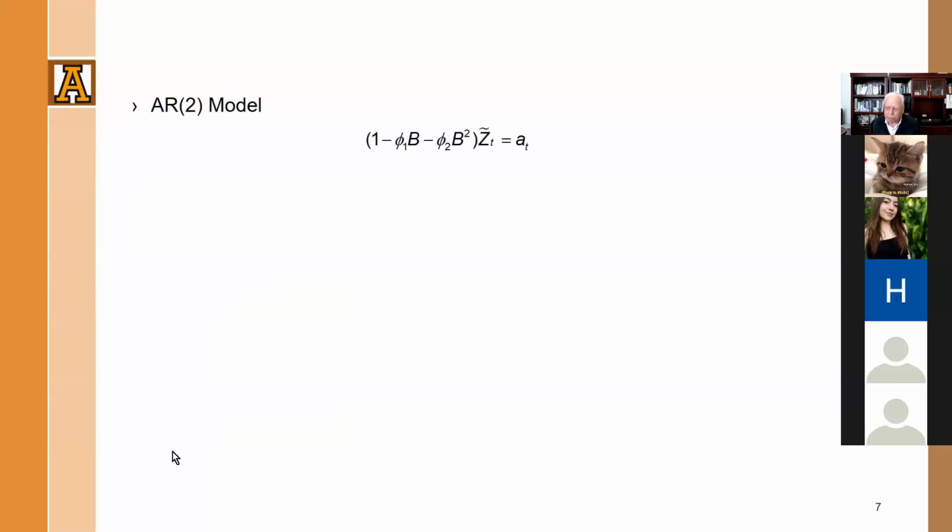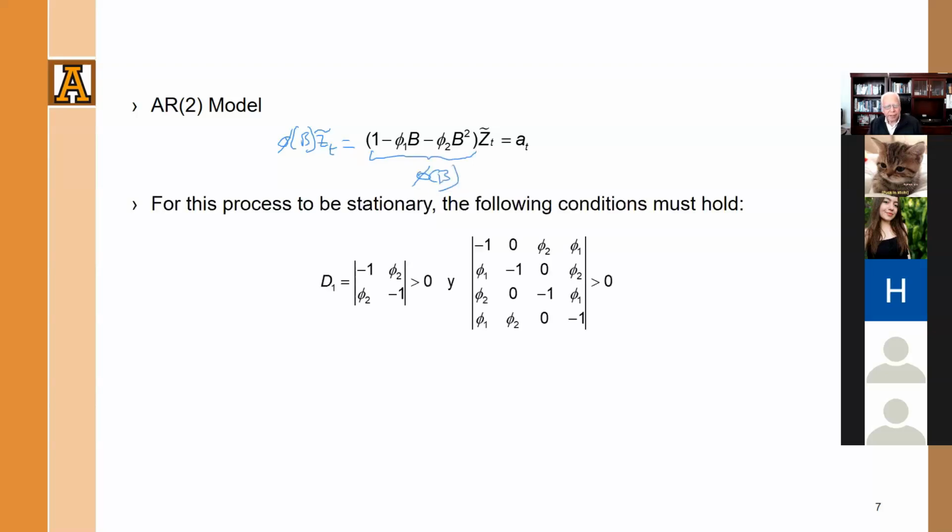Now let's look at the AR2 model, and then we'll look at the generalization to AR(p) models. This is an AR2 model. So we have dependence on Z tilde t minus 1 and Z tilde t minus 2. That's our polynomial, phi of B, applied to Z tilde t, equal to a_t.